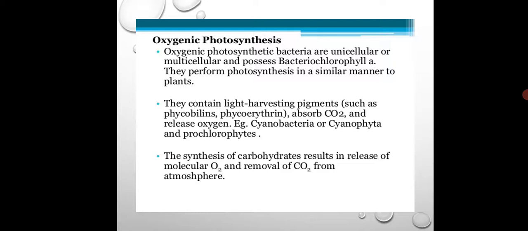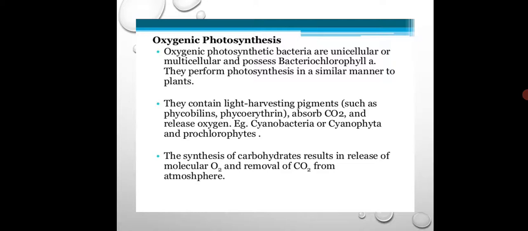Bacteriochlorophyll A, these are the photosynthetic pigments which help in photosynthesis, same as chlorophyll. These are the photosynthetic pigments that occur in bacteria, and they have the ability to absorb strong infrared light. So that is the bacteriochlorophyll.